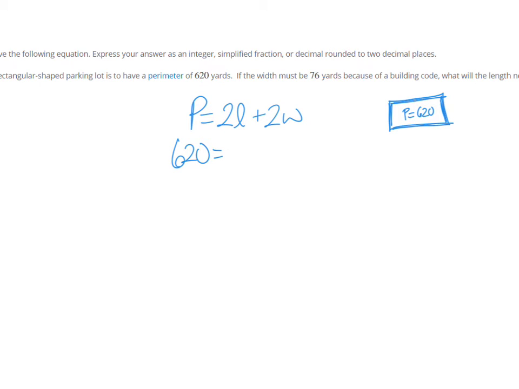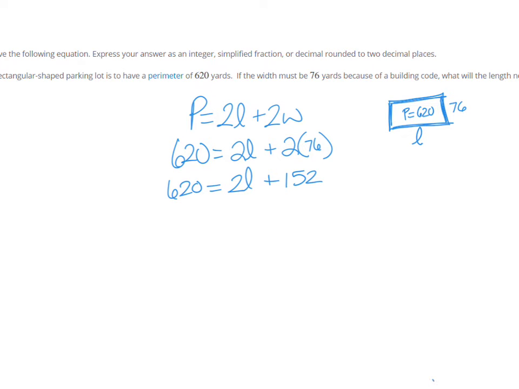The width must be 76 yards because of building code. So if the width is 76, I can fill that in, but I'm looking for that length. In my formula, I'll leave the 2 times L, but I'm going to replace the W with a 76. And then let's take that 76 times 2. I think that's 152.